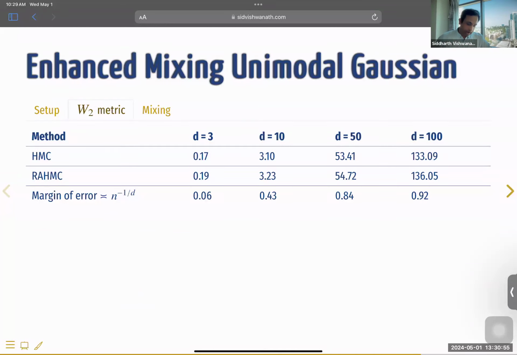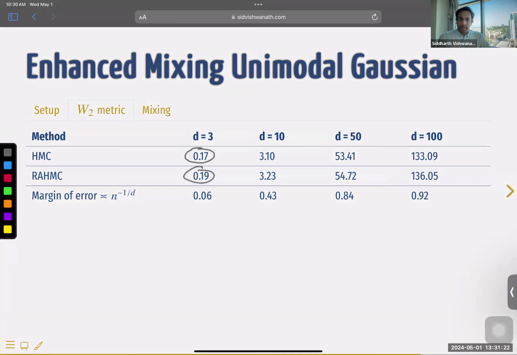As before, we're going to compute the Wasserstein metric, and when we look at it, between the repelling-attracting HMC and HMC, there is noticeably no difference. The bottom row is plotting the margin of error, which is basically the rate of convergence of this Wasserstein metric, which is of order n to the minus 1 over d.